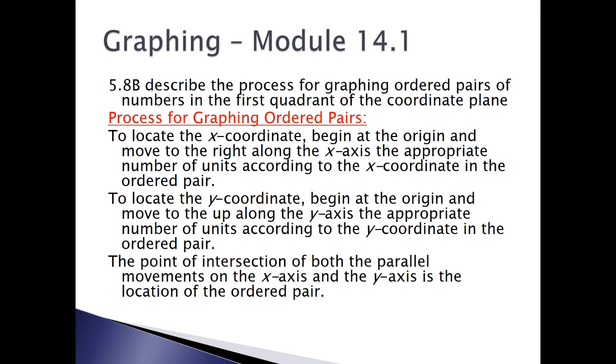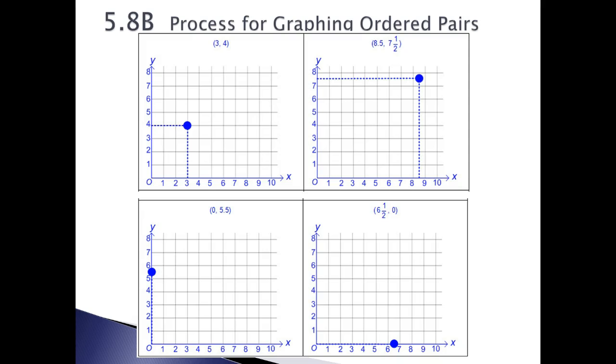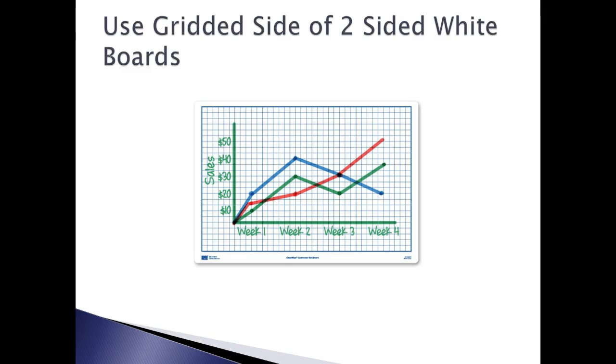as well as 5.8b, which talks about the process. Here are some terms that you could use with the kids. And here it shows examples of the process used in graphing these particular coordinates. And then you can have the kids tell you the last two coordinates. Whenever you're graphing, I just want to remind you, you have the gridded side of those two-sided whiteboards that the kids can actually create their own graphs on.